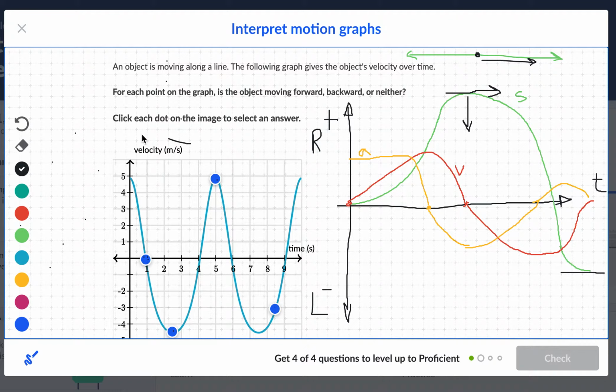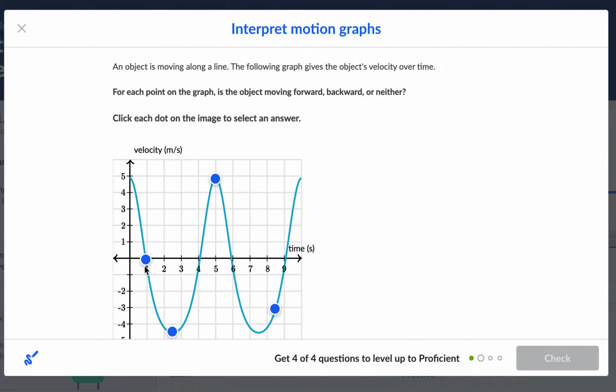Notice that this is the velocity. So it's as if we're looking at the red graph over time, and we can then answer, is it moving forward, backward, or neither? So pretty straightforward. I need to click out of this to answer the question. So this looks like it's 0 velocity, so I'm going to say that's neither.